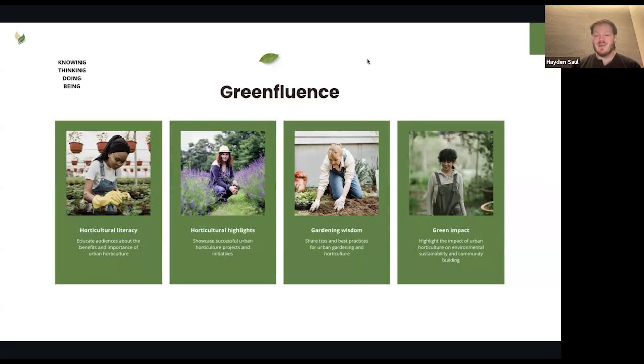And then lastly, green impact. How has this impacted the community that these people are in as they build them out? So all of this is kind of bundling into that green influence.